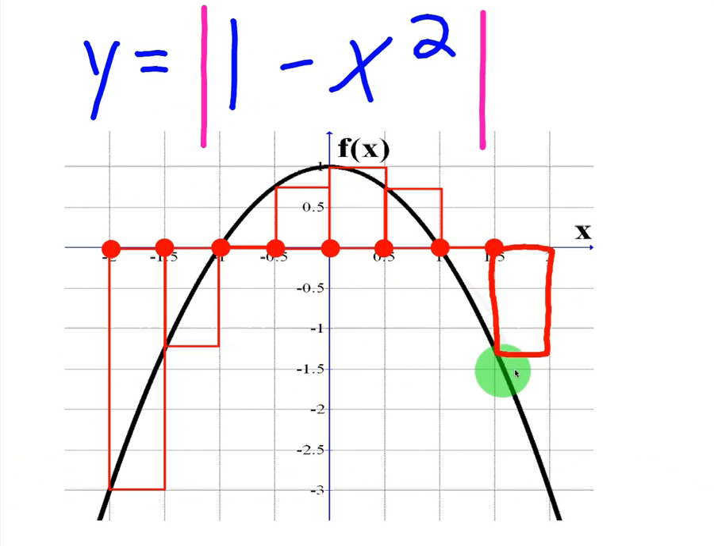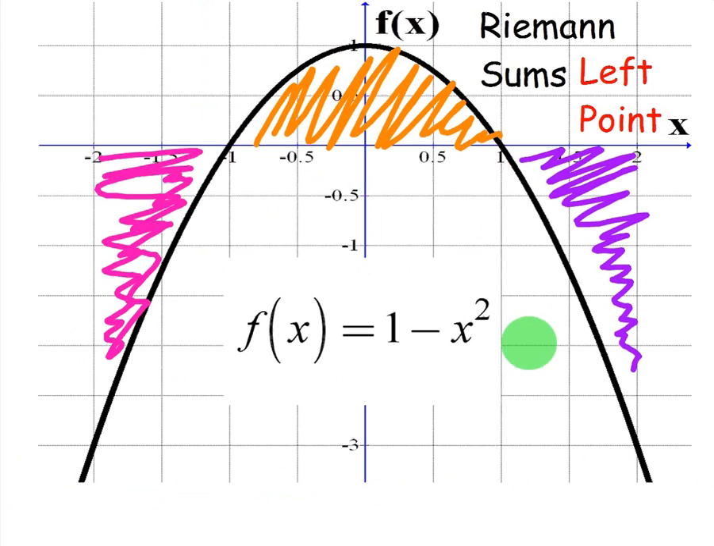That's because there's some symmetry going on. So the question is, if we add up all of these rectangles, that's going to be a very rough approximation of that initial area we were trying to figure out.